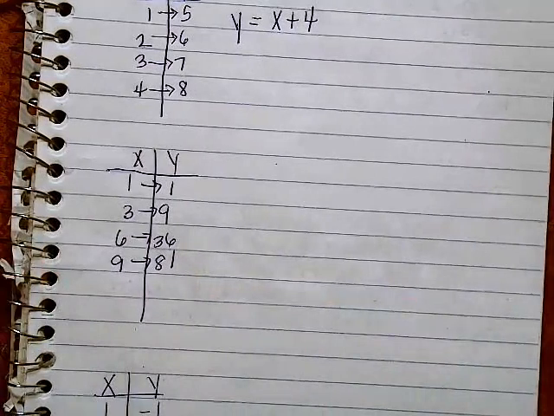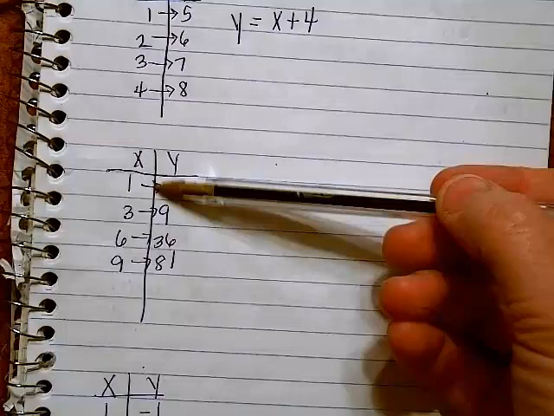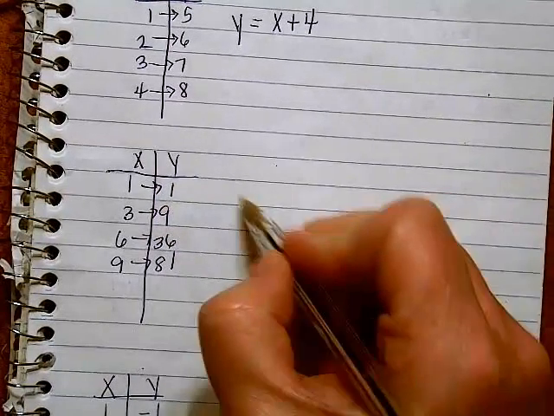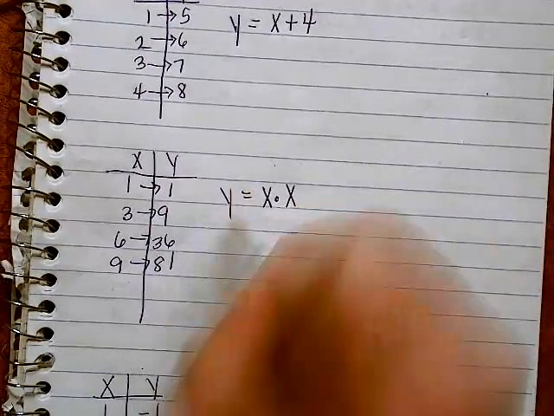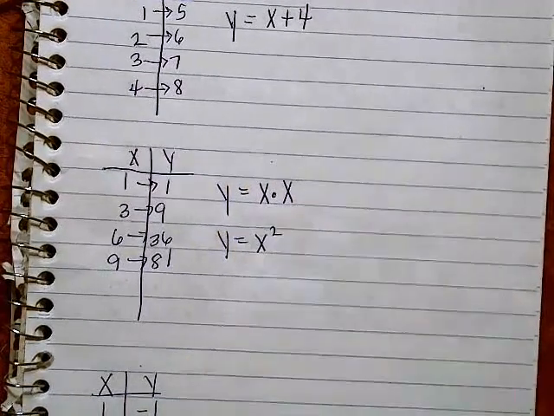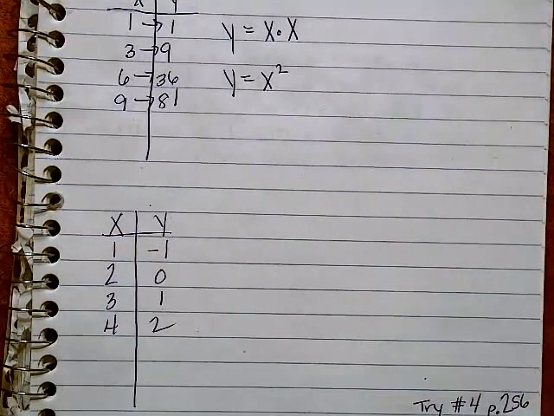What is it that we're doing? We're not multiplying by the same number all the way through, like multiplied by 1 and then 3 and then 6 and then 9. But what we are doing is we're multiplying x by itself to give me y. You could also write that as x squared. Let's look at the last one. X is 1, y is negative 1. X is 2, y is 0. X is 3, y is 1, x is 4, y is 2.